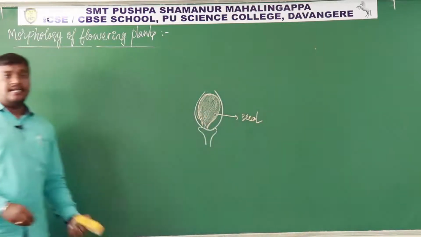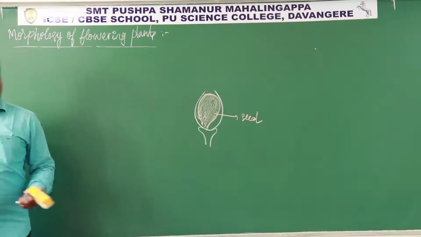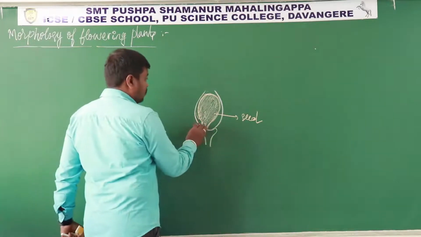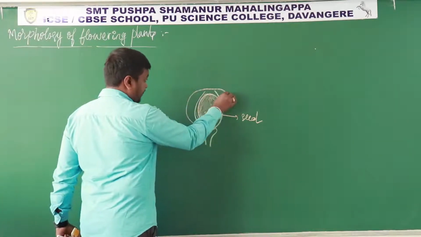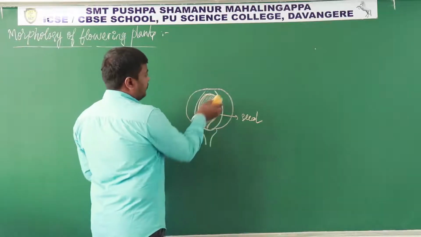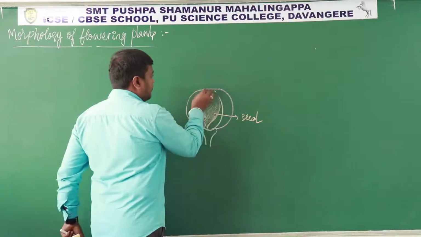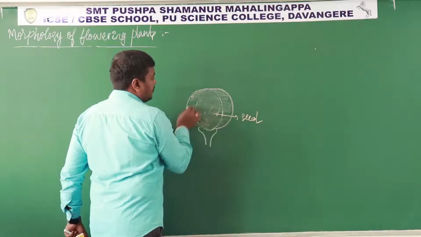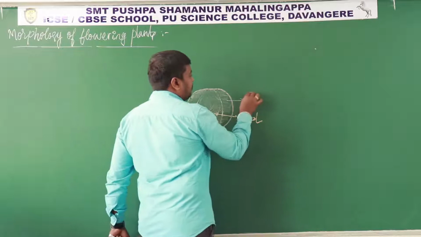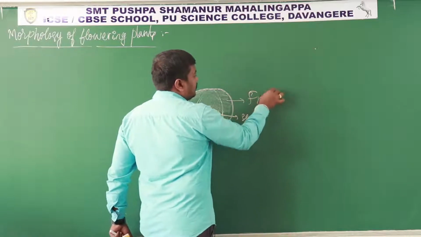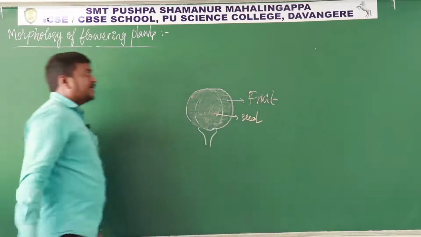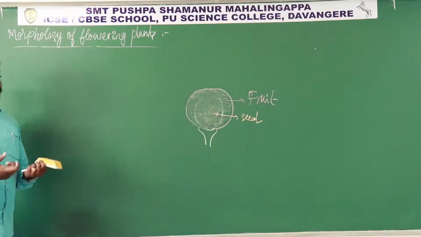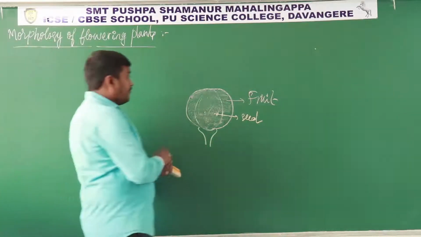Once the development of the seed completes, this whole ovary develops into fruit. It enlarges in size and becomes fruit. Okay, so this is how the seeds and fruit are formed.